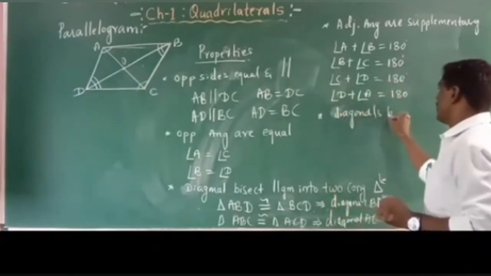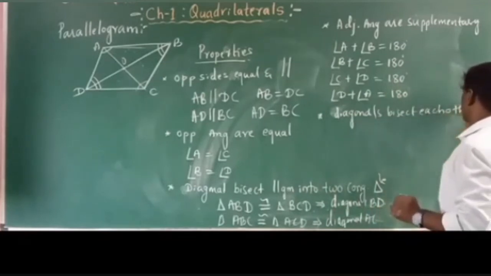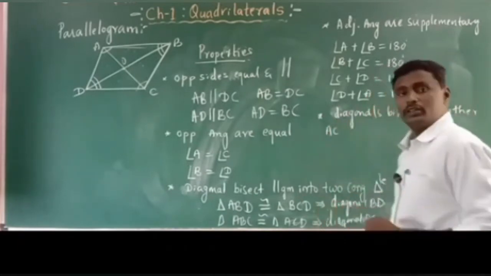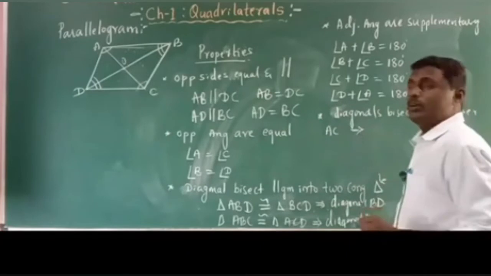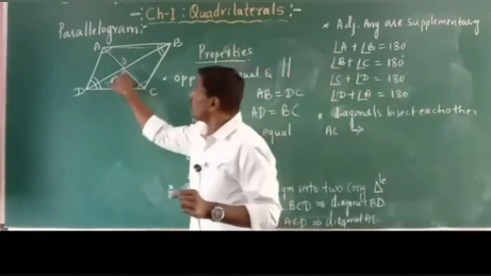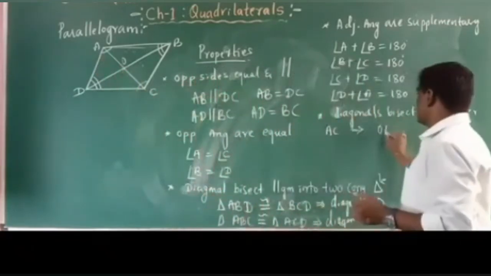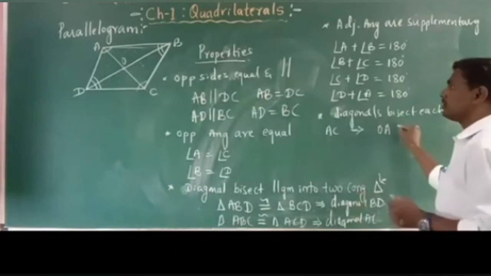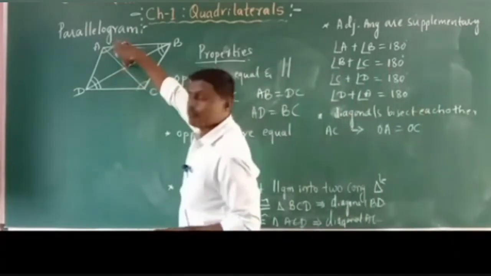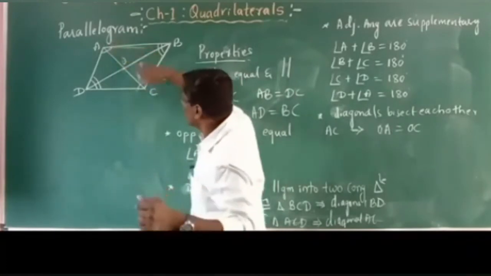Diagonals bisect each other. From the diagonal AC we get two equal line segments. What are those two line segments? OA is equal to OC. Here AC is the diagonal, so if it is bisected, the two equal parts are OA and OC.